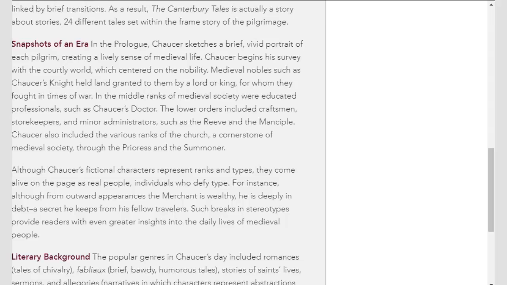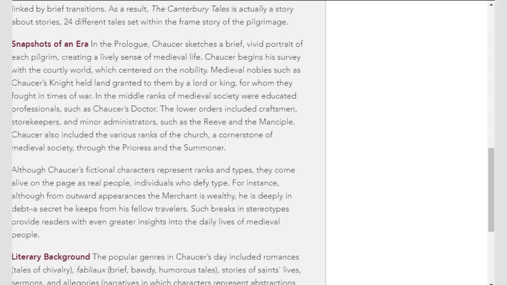In the prologue, Chaucer sketches a brief, vivid portrait of each pilgrim, creating a lively sense of medieval life. Chaucer begins his survey with the courtly world, which centered on the nobility. Medieval nobles such as Chaucer's knight held land granted to them by a lord or king, for whom they fought in times of war. In the middle ranks of medieval society were educated professionals, such as Chaucer's doctor.